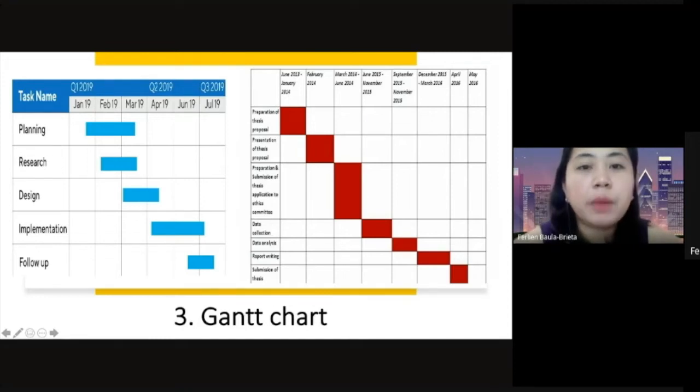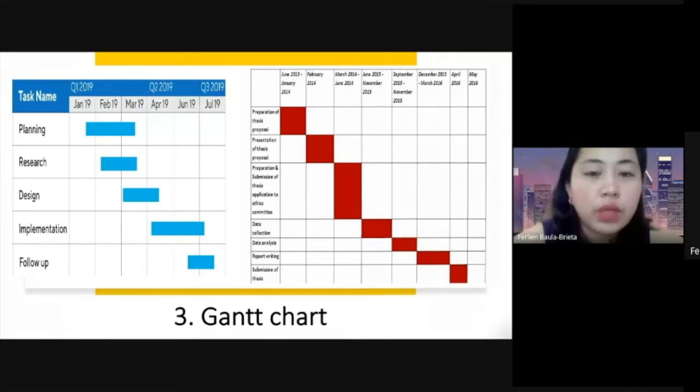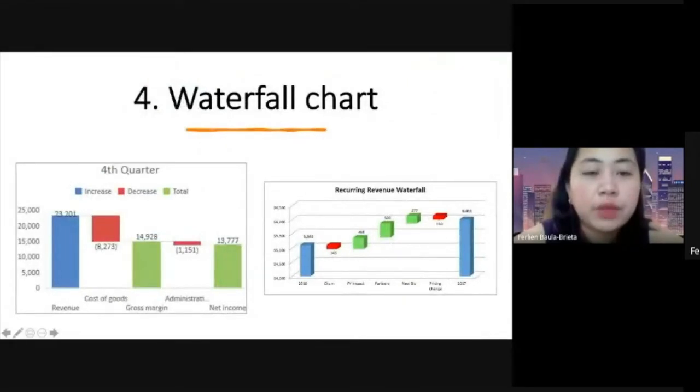It can help us track the status of the work that needs to be done, or the work that has been done already. In other words, it gives us the progress or the actual tasks that need to be fulfilled or achieved in our research or in our project. So it will give us a reminder of the project deadlines or the deliverables that we are asked to comply with. Okay, so the next chart would be the waterfall chart.